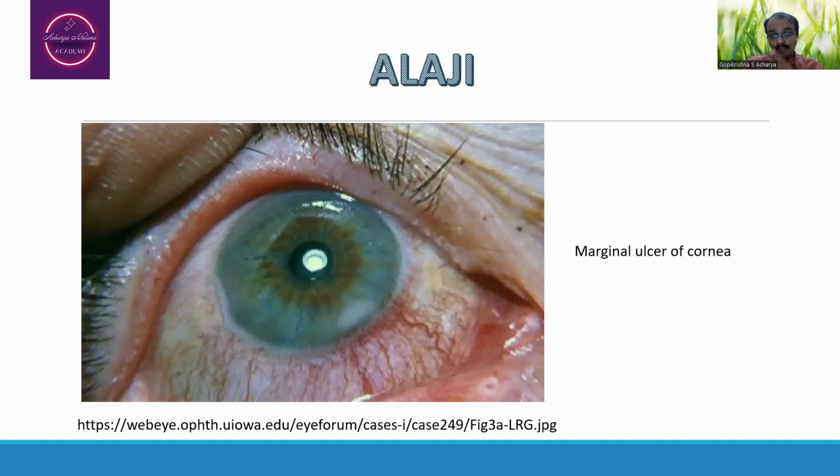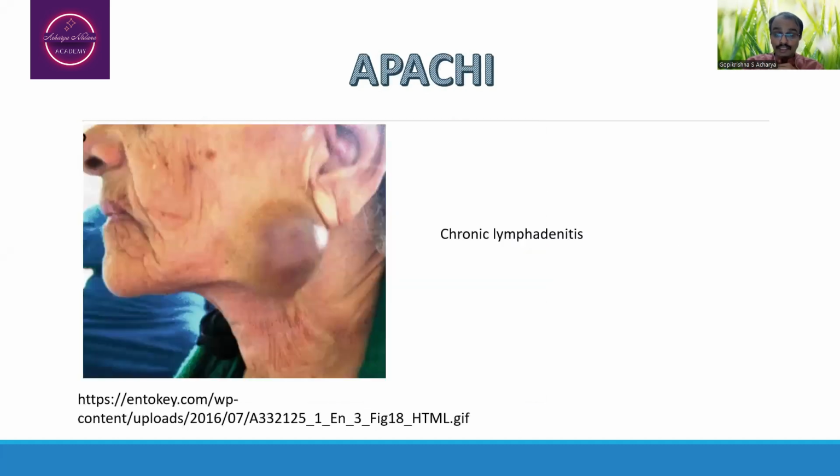Here, the person is having the marginal area, the sclerocorneal junction affliction. So here, there is a possibility of affliction of the Rakta as such. So here, there may be the apachi. There may be a possibility of the lymph node affliction, that too of longer duration.